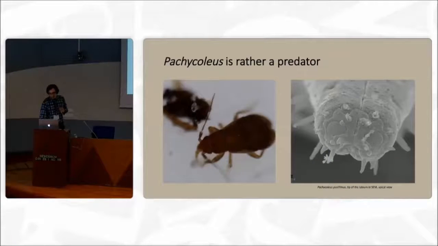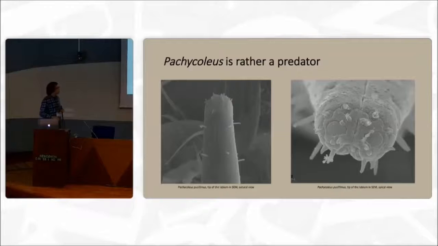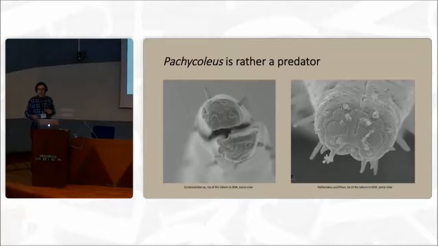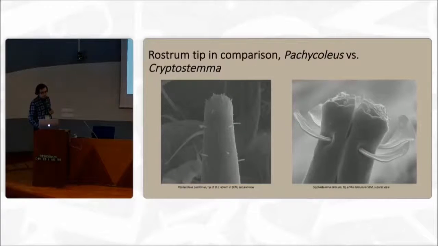And if you have a look at the tip of the rostrum in Pachycoleus, it looks completely different than in Cryptostemma. There is no cavity, and in the lateral aspect, there are also none of these striking leaf-like sensilla. As a matter of fact, its rostrum looks more like the rostrum of Ceratocombus, which is from a different family, but is also well known to be a predator. And here you can see the comparison between the labium of Pachycoleus and Cryptostemma, and you see that the difference is quite striking.